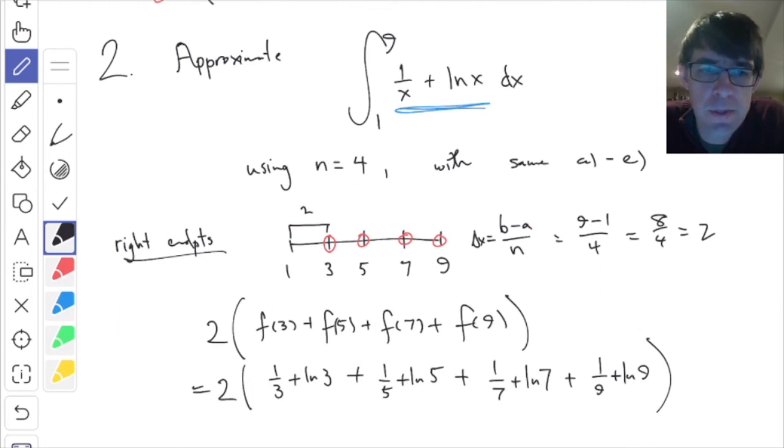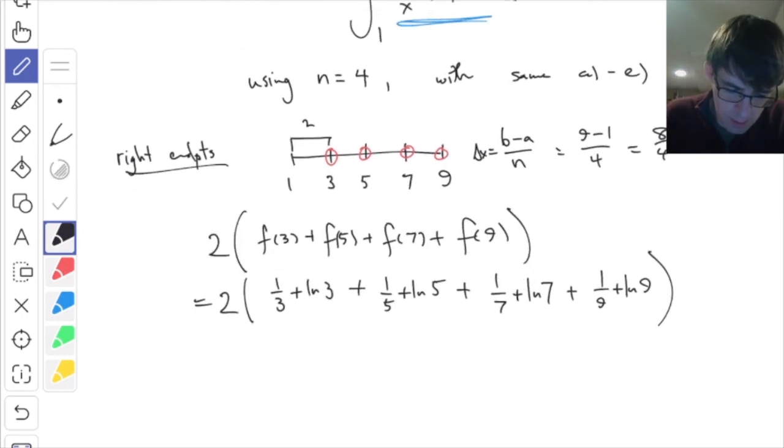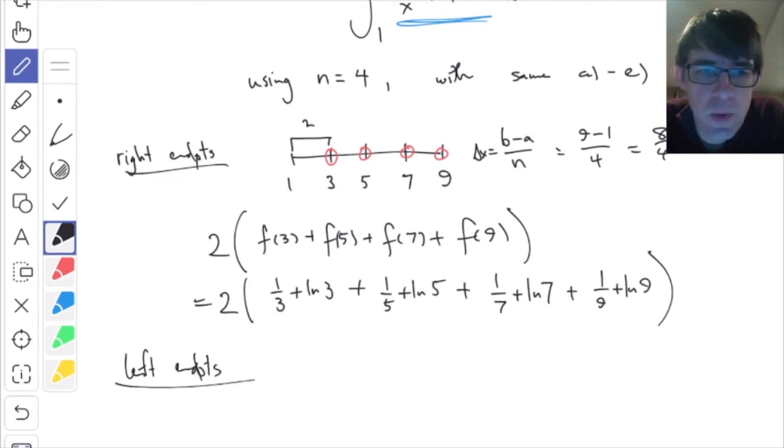That was the right endpoints. Okay, let's do the left endpoints. Can someone tell me what's the difference when I do the left endpoints? I think we're experts on this already, right? I think we can just jump straight to the answer. What will be different about the answer?